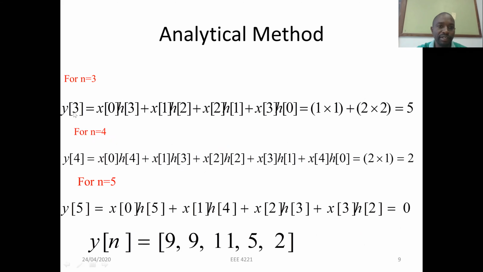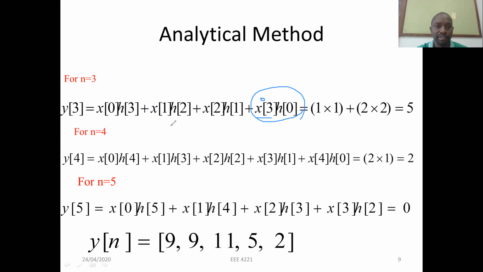So you have y of n equals x of 0, h of 3, plus x of 1, h of 2, plus x of 2, h of 1, plus x of 3, h of 0. But again, in this scenario, you notice that the x values only go up to x of 2. Therefore, this will not be part of the equation. It's as good as you have a 0 here.